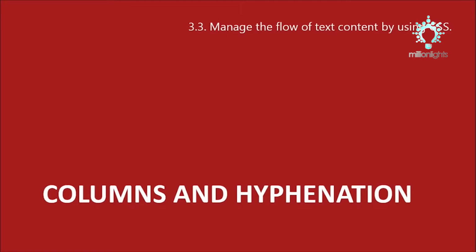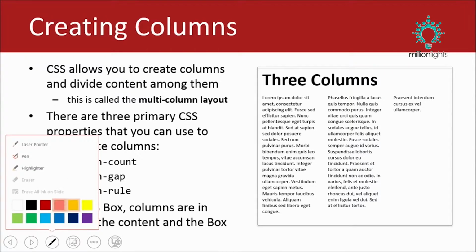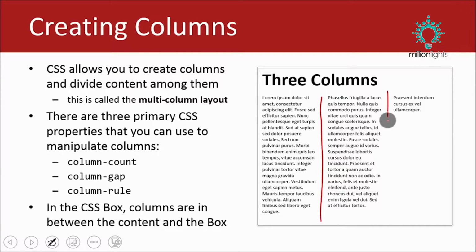Let's talk about columns and hyphenation. So columns are pretty similar to regions, except we're just creating a multi-column layout, right? We've got three primary CSS properties that are used in order to manipulate columns. We have our column count, we have our column gap, and then we have our column rule. In the CSS box, columns are between the content and the box, right? And so what we're saying is a column would be here and here, right?